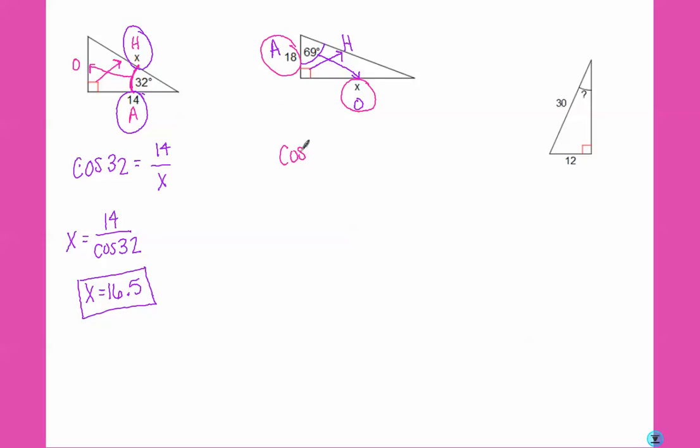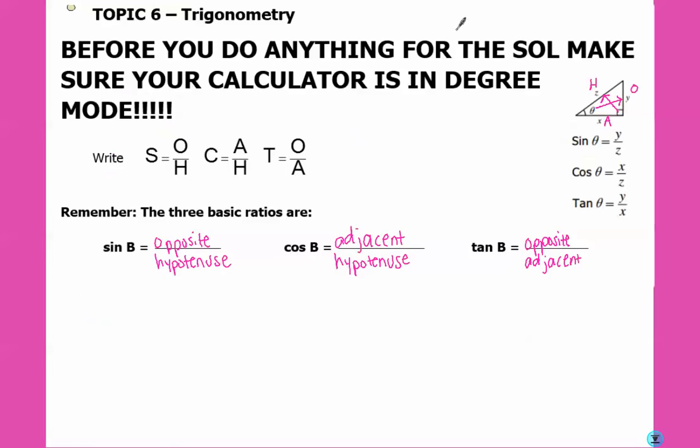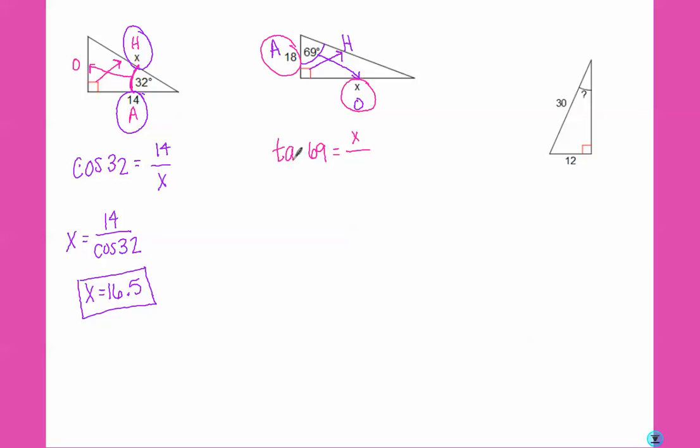So cosine of 69 degrees equals x. Sorry, we are not using cosine. What am I thinking? Opposite and adjacent is tangent. So tangent of 69 is x over 18. Since the x is on the top, we're going to take the 18 and move it to the other side. So x equals 18 times tangent 69. Type that in your calculator, and we get that x is 46.9.